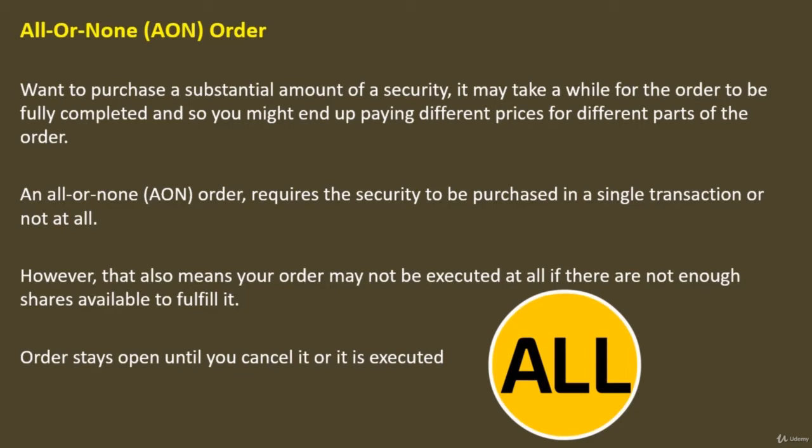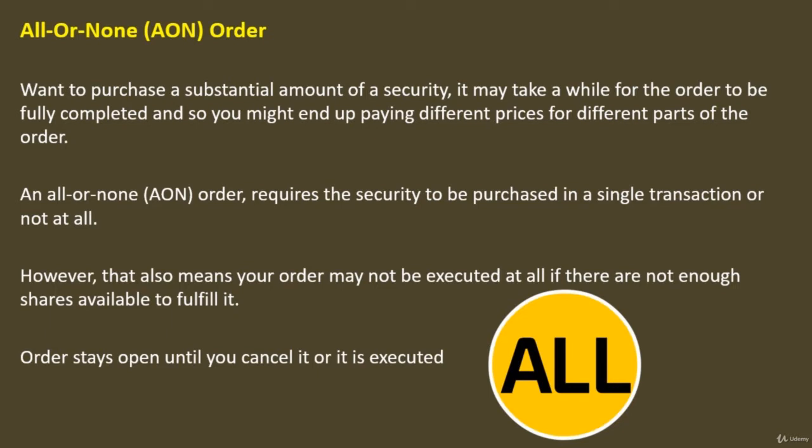An all or none order performs a certain purpose. So let's say you want to purchase a substantial amount of a security. You're buying many units or shares of a security, and it may take a while for the order to be completely filled because you might not have somebody on the other side selling that security. So they're buying it from many different sellers to get you to your total amount because you're buying a large number of units or shares of the security.